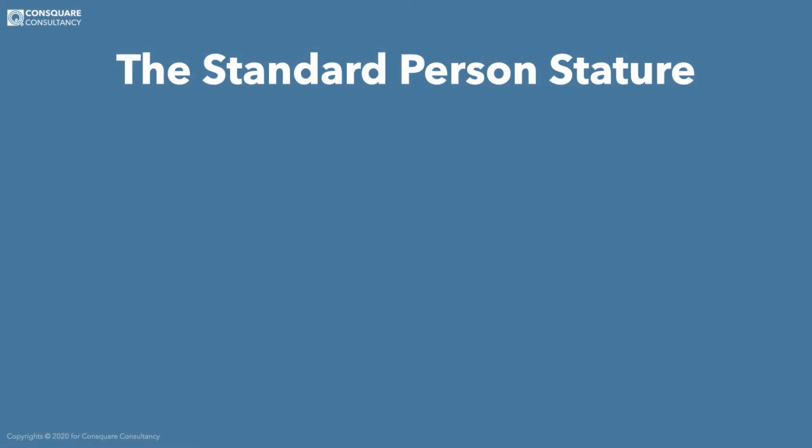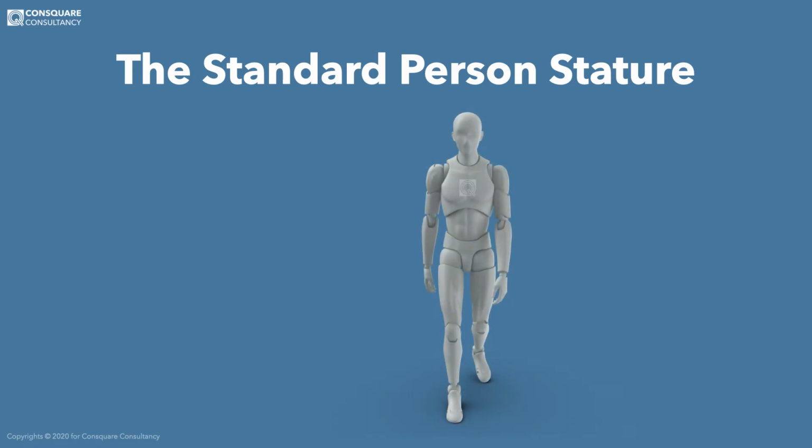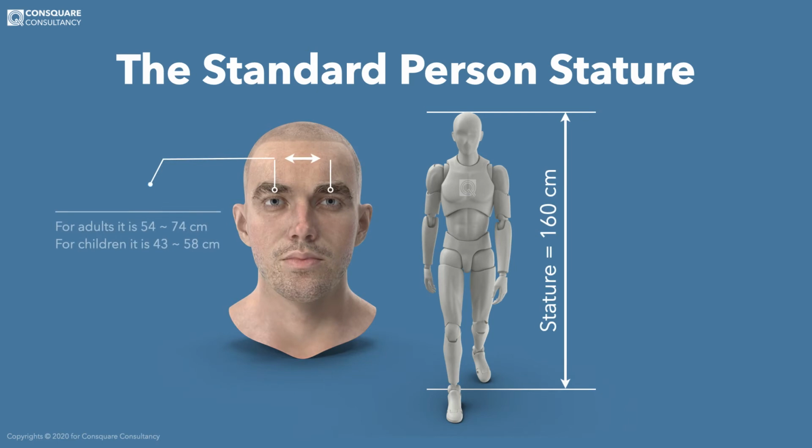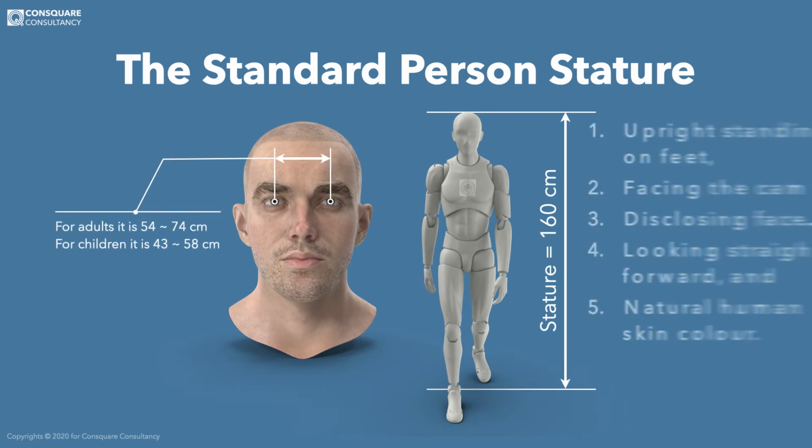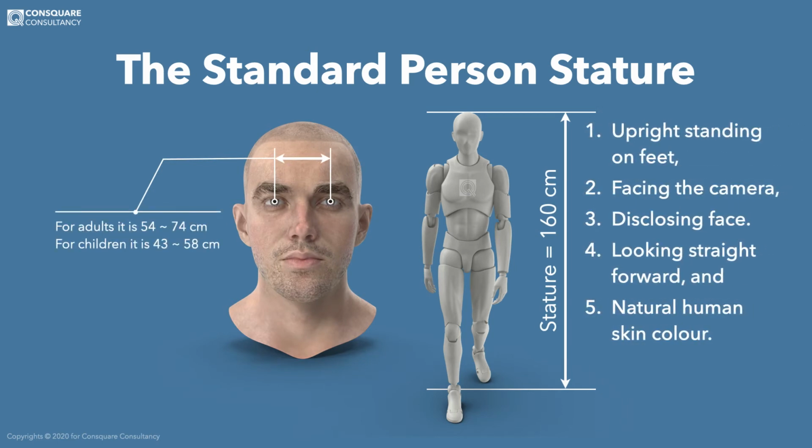Now let us introduce the standard person stature. Stature height equals 160 centimeters. Furthermore, it should be upright, standing on feet, facing the camera, disclosing face, looking straight forward, and natural human skin color.